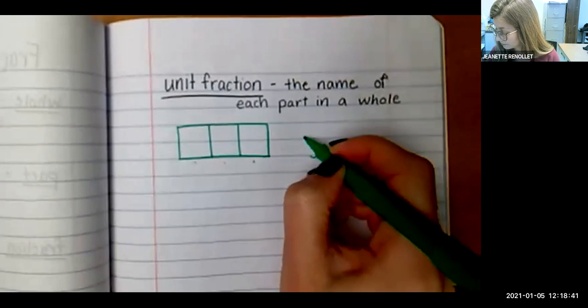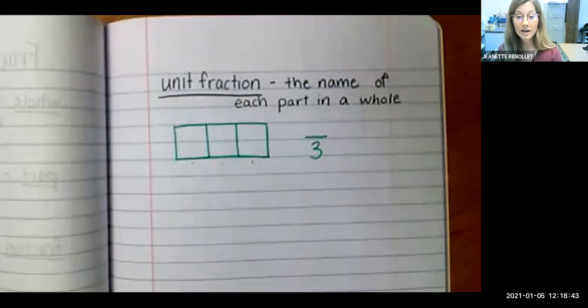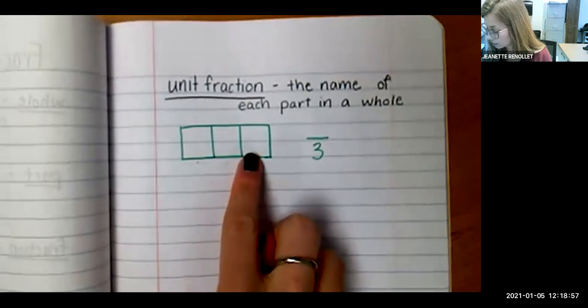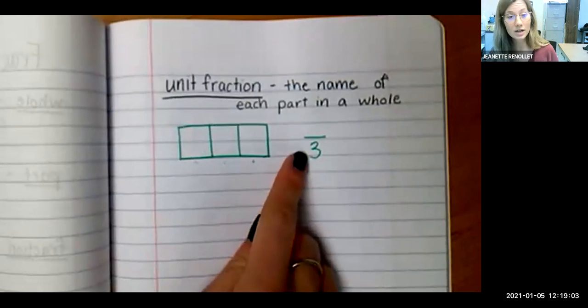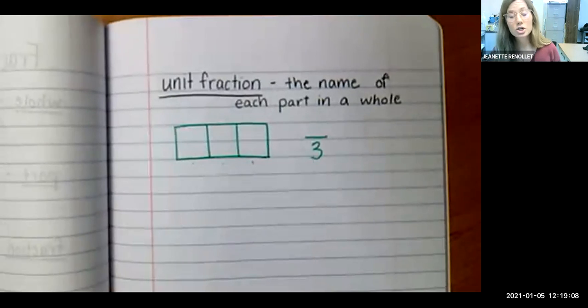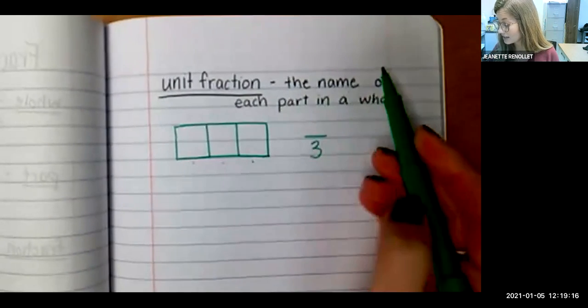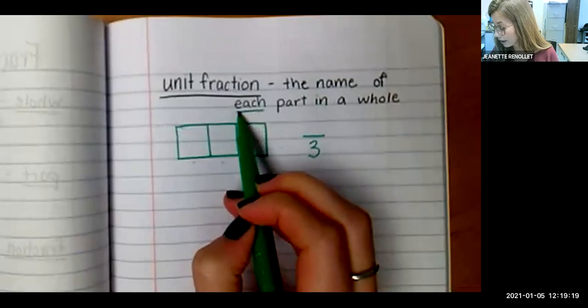Remember, our denominator goes down on the bottom. The denominator tells us how many parts are in the whole. We just counted 1, 2, 3 parts. That means my denominator is 3. My numerator tells me how many pieces are being used. So my unit fraction, remember, is the name of each part.